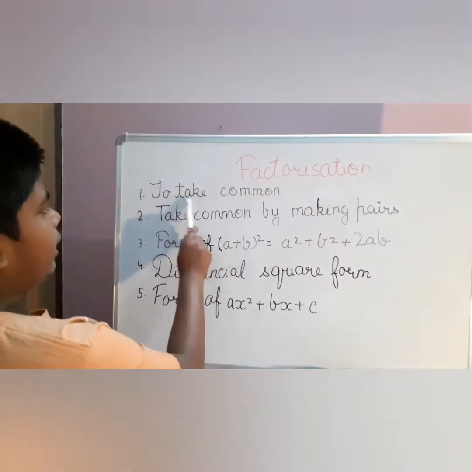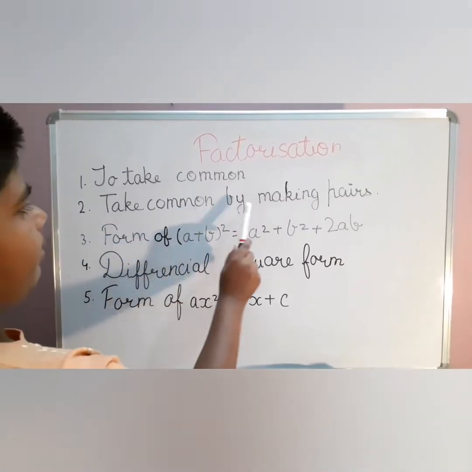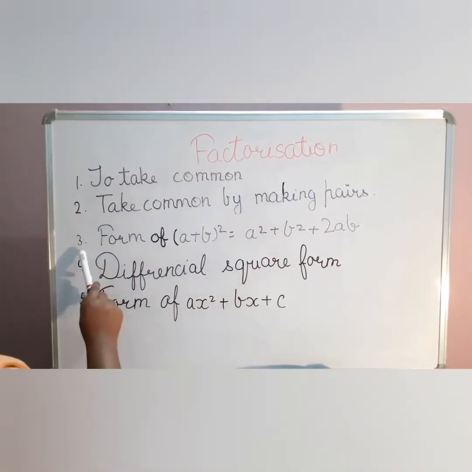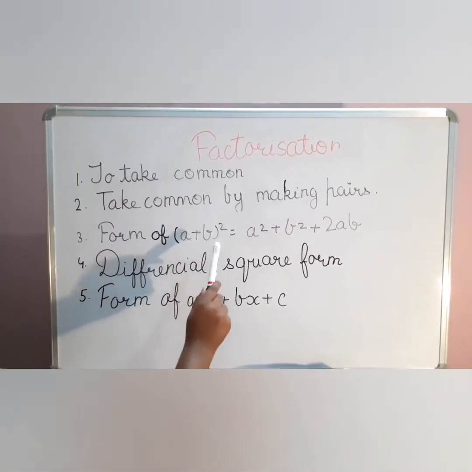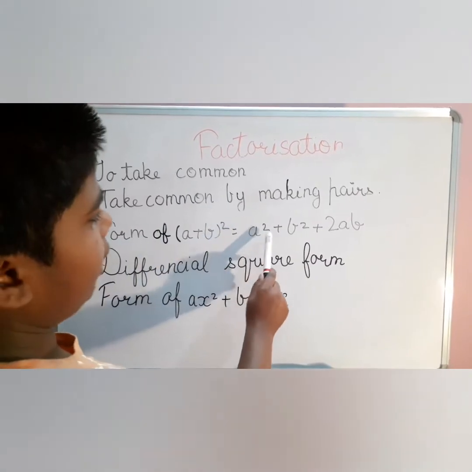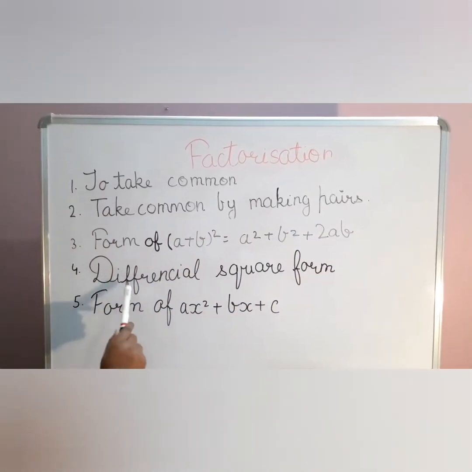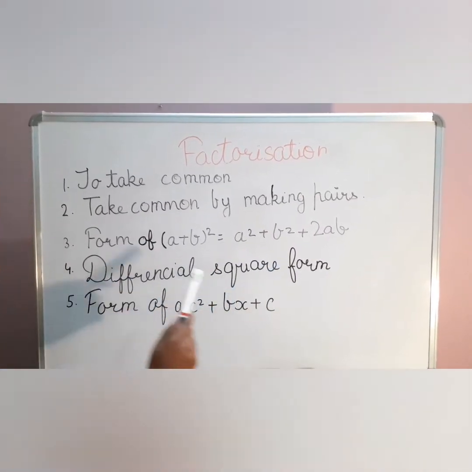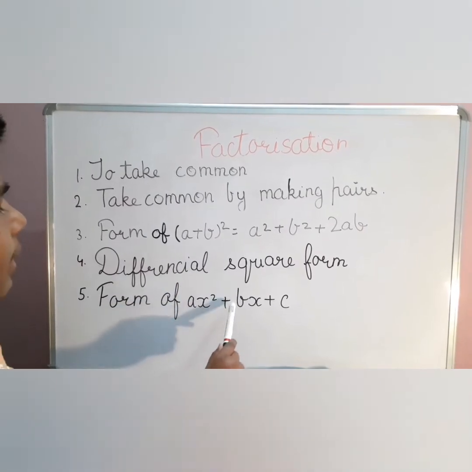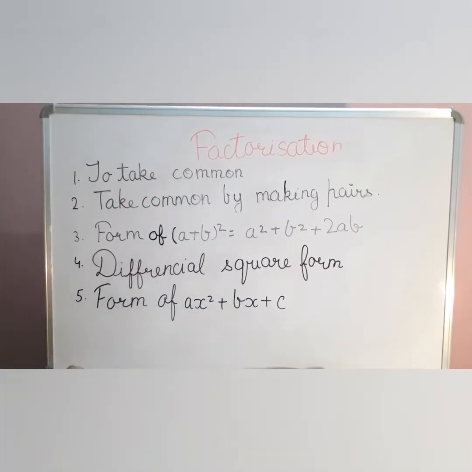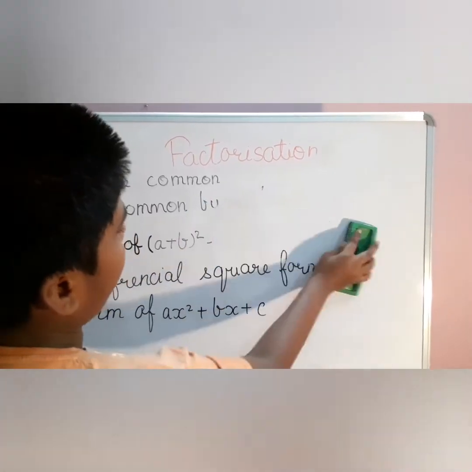Number 1, to take common. Second, to take common by making pairs. Third, form of (a plus b) whole square, which is equal to a square plus b square plus 2ab. Fourth, difference of squares form, and our last topic is form of ax square plus bx plus c. So let us move to our first step, which is to take common.